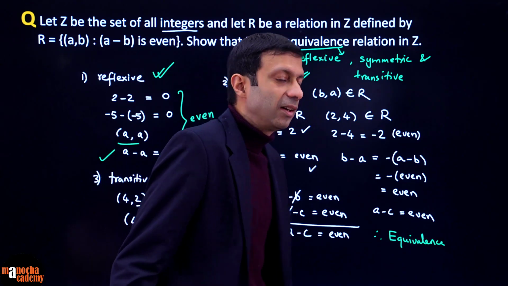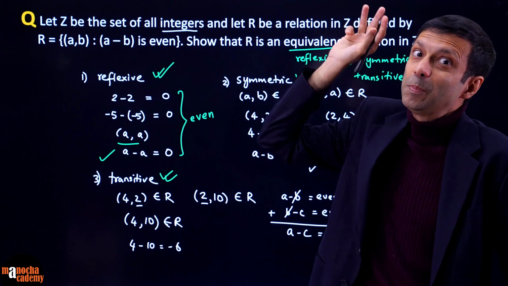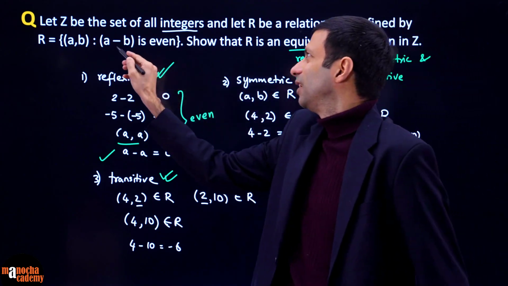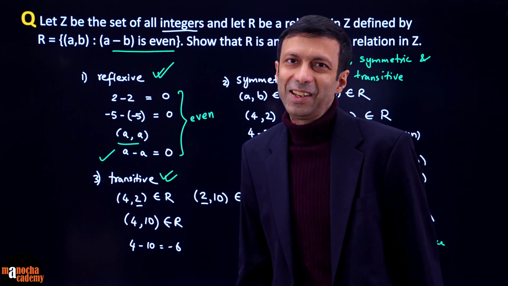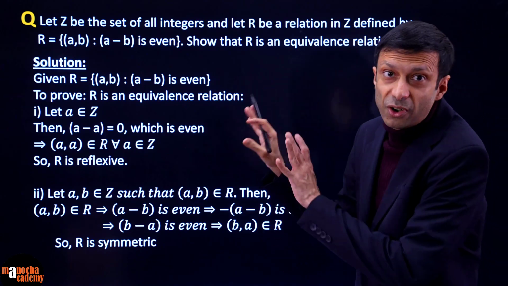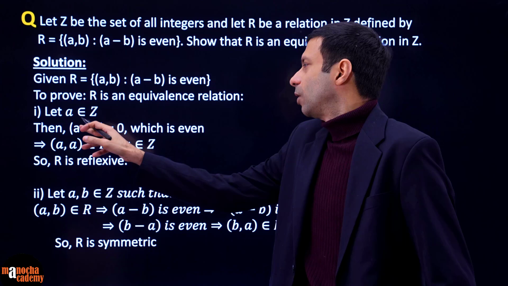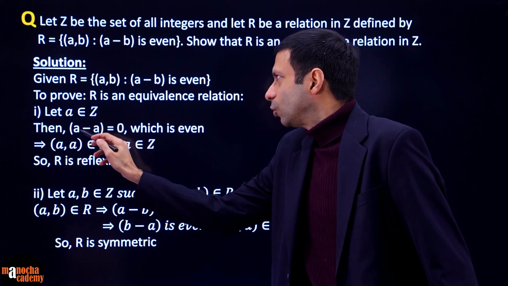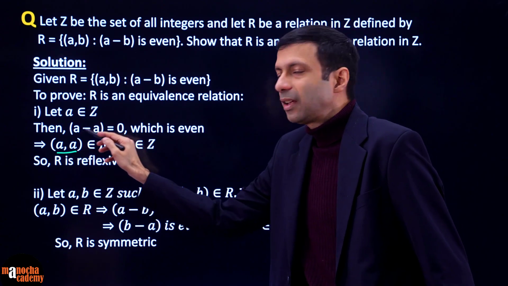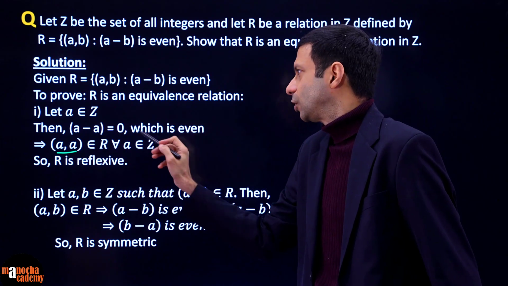This relation, what is the relation? That if you take A comma B, then A minus B is even. That was this relation, which is definitely an equivalence relation. And see, I'll show you the formal working. This is how you should write it out formally. So here you can see that for proving reflexive, any element you take, A comma A, A minus A is always 0, which is even.